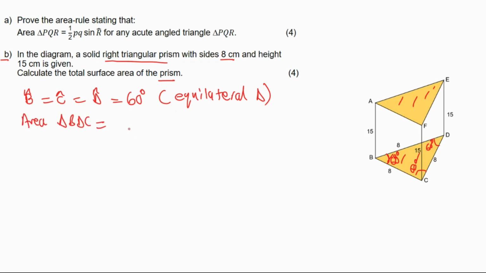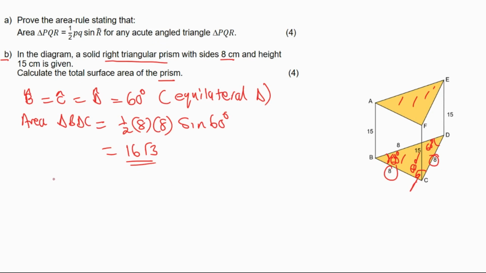We use the area rule. It's going to be half, and then let's take any side. Let's take this side and this side, and our included angle then. So it's going to be 8 times 8, and then sine 60 degrees. Okay, and then this will give us 16 root 3. That is the area of one triangle.